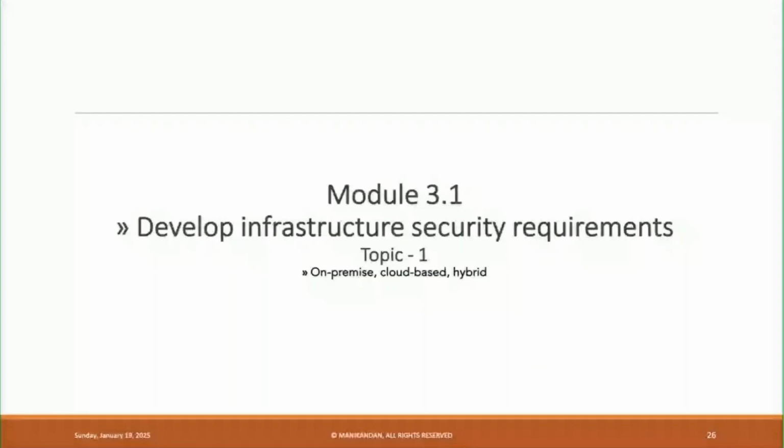Now, the next topic is develop the infrastructure security requirements based on on-premises, cloud, and hybrid. So as an ISSAP, when you are planning to go for the ISC2 security architecture certification, you need to have in-depth knowledge of on-premises, cloud, and hybrid. It is recommended that you prepare well on domains 1, 2, and 3 of the CCSP. Okay, domains 1, 2, and 3 of the CCSP.